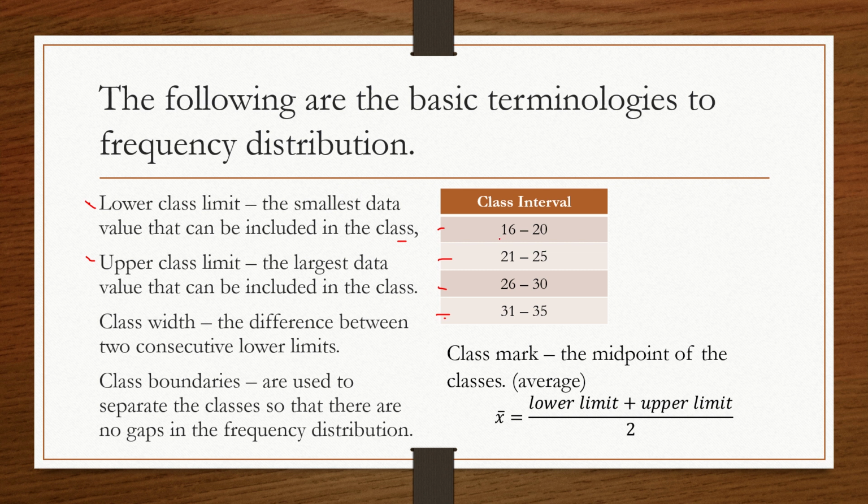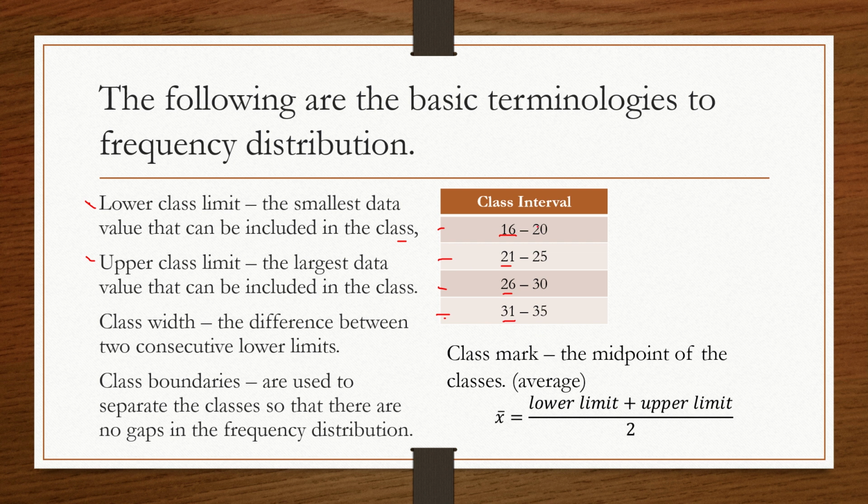So for example, ito sa first class natin, smallest data is 16. So ito po yung lower limit po natin or lower class limit. So next is ito, 21, the lower limit, 26, lower class limit, 31, the lower class limit. So ayan po. Madali lang naman siya ma-identify.